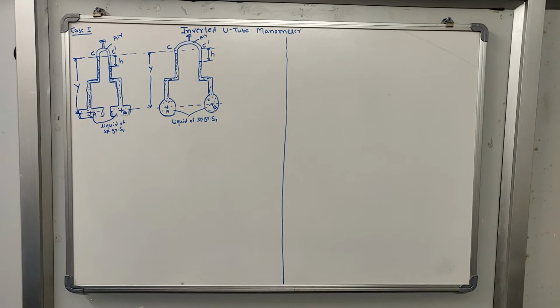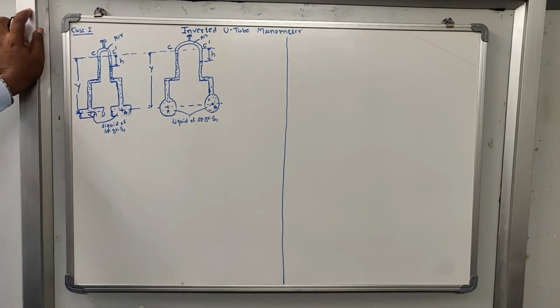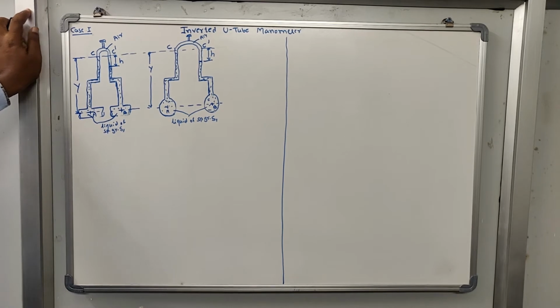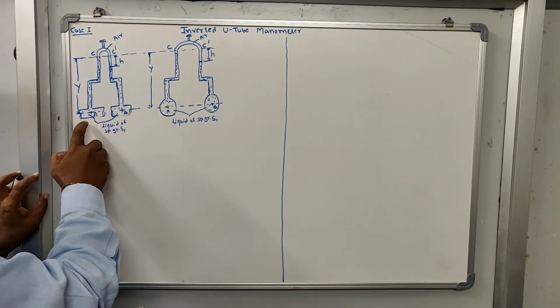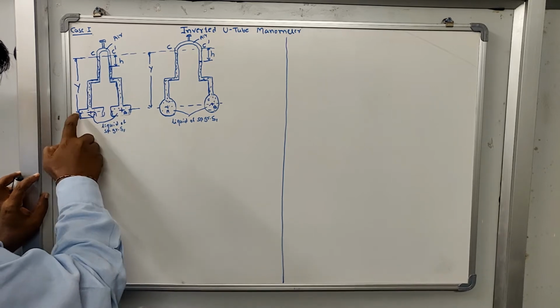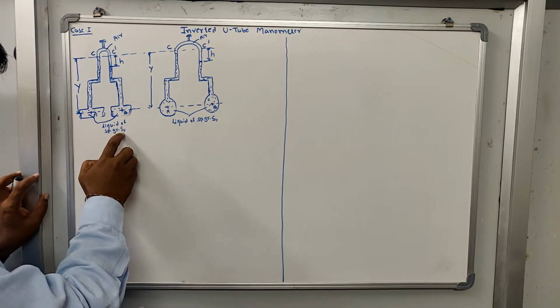Okay, students, good morning. In today's class, we will discuss how to develop the pressure gauge equation between two points when the fluid is flowing in a single pipe, or in two different pipes. Okay, let us take a single pipe. The liquid is flowing in this pipe with specific gravity S1.